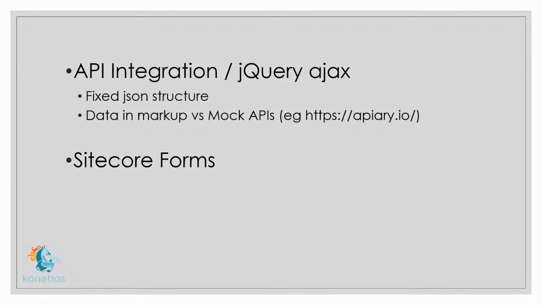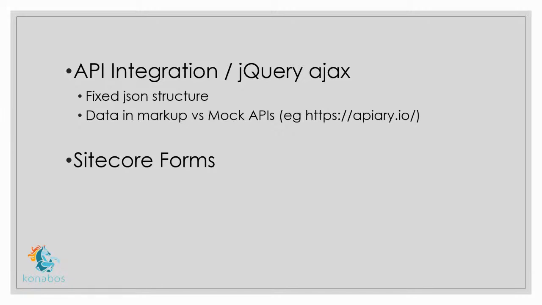As a front end developer, while you're doing the development, it's a good idea to fix that JSON structure and put the example data in the markup, or, if you're going the API route, use mock APIs. You can use hosts like Apiary and create mock APIs, which will return the JSON that you have fixed. And what you would do is put the mock API URL in a data attribute somewhere in your markup.